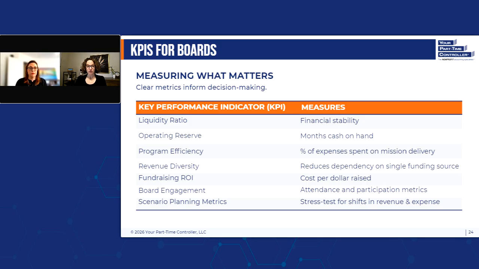Your revenue diversity reduces risk, while your fundraising ROI measures that cost effectiveness. Don't overlook board engagement. Attendance and participation matter, and it might be helpful for the board to see that on a regular basis. And then finally, maybe some scenario planning metrics to help your board prepare for unexpected changes. Maybe you've set up different scenarios and you've got a trigger point that if a ratio gets below X, then that's when you're going to implement some cost saving measures.